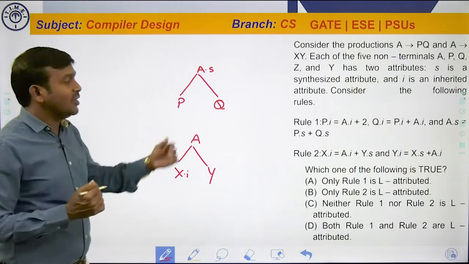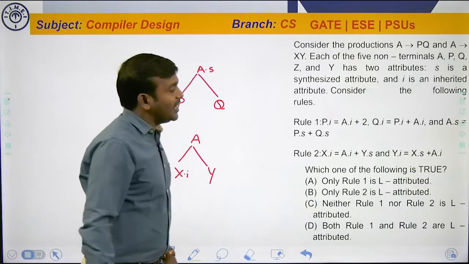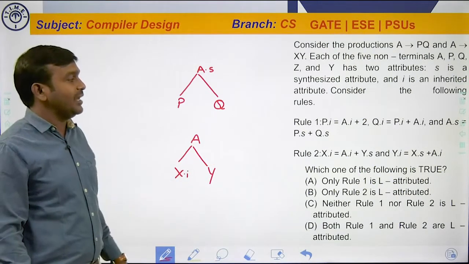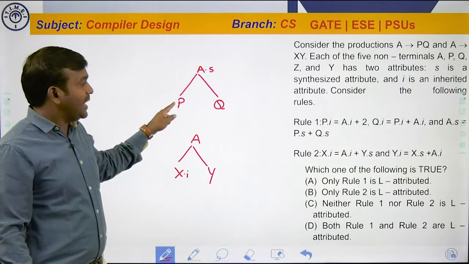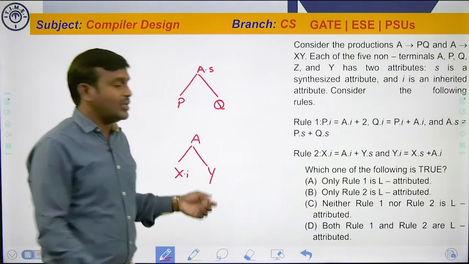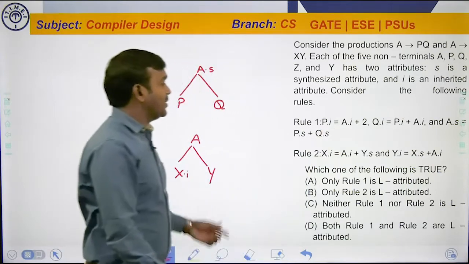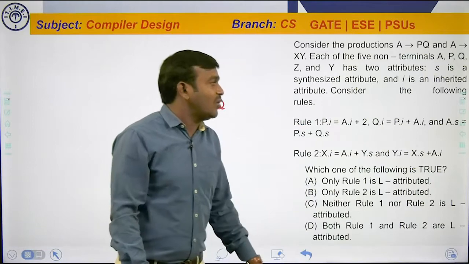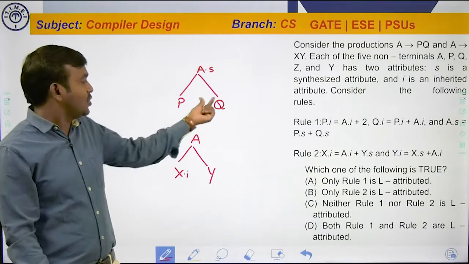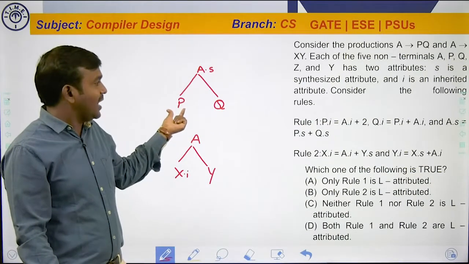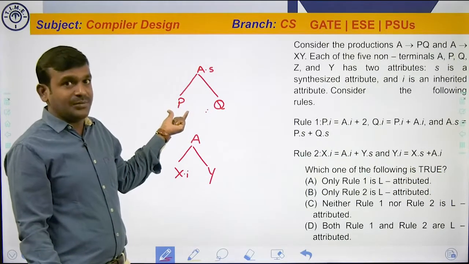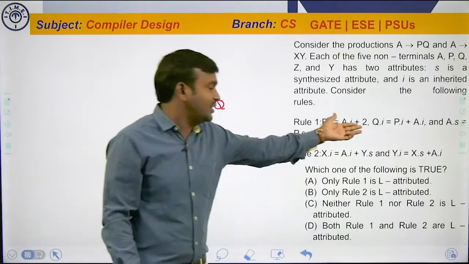So they have given the first rule. See, P dot I equivalent to A dot I plus 2, right? So here P is evaluated from the parent. So it is an inherited attribute, no problem, because it is evaluated from the parent only. Then coming to Q dot I equivalent to P dot I plus A dot I. So this is evaluated from the left side sibling and parent. So no problem with this also.